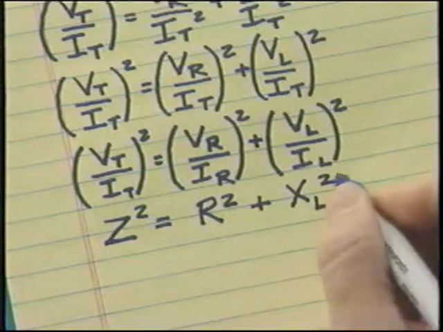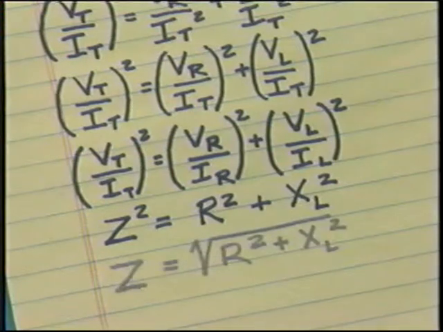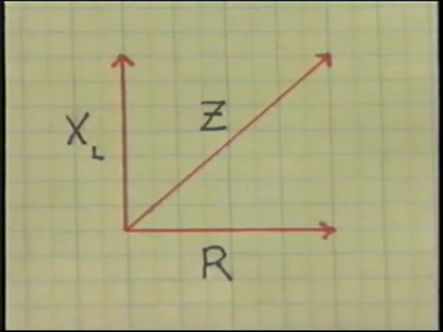Since you're not looking for impedance squared, but the value of impedance, take the square root of both sides of the equation. This will yield the formula for impedance in a series RL circuit. Z equals the square root of the quantity R squared plus X sub L squared. You can see how this is still based on the Pythagorean theorem. The phasor diagram would appear like this.